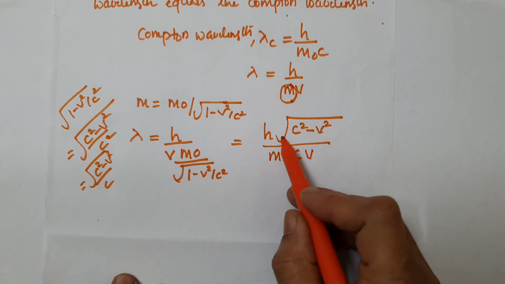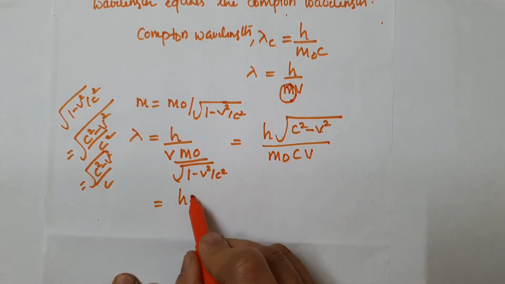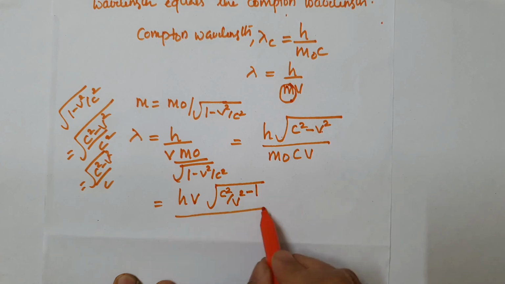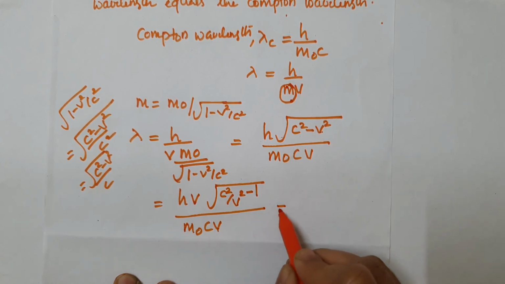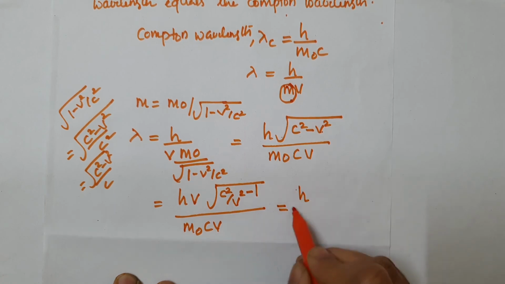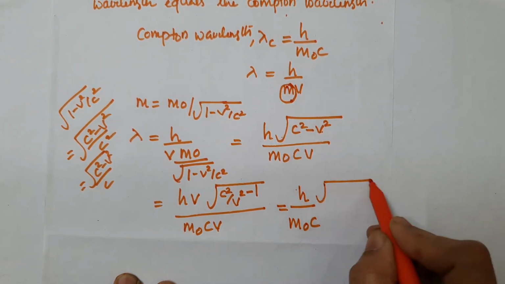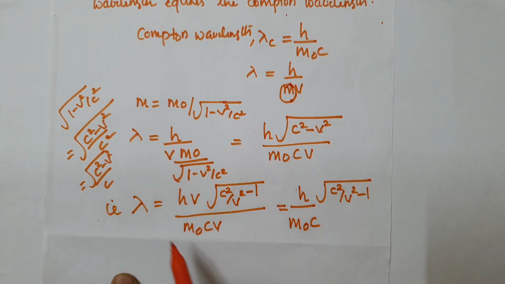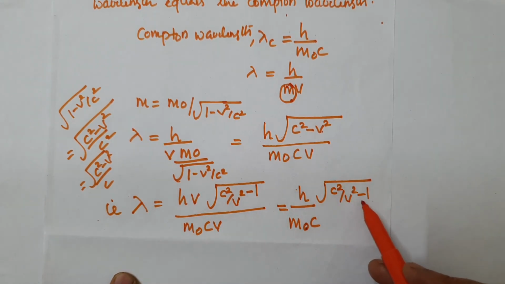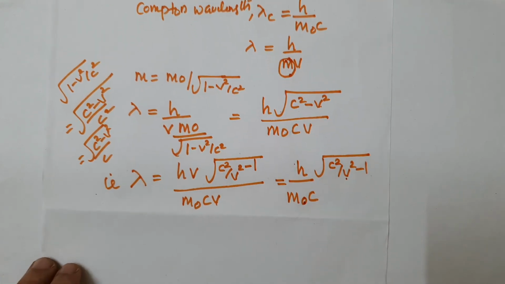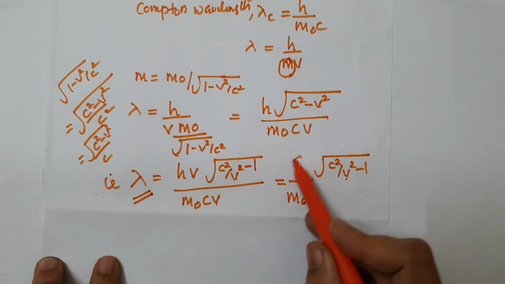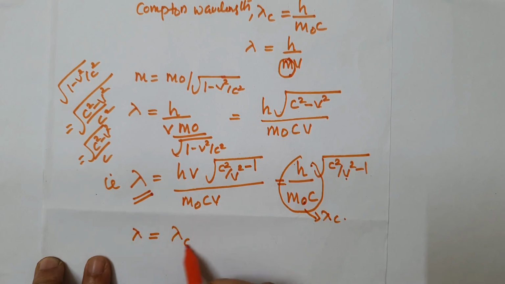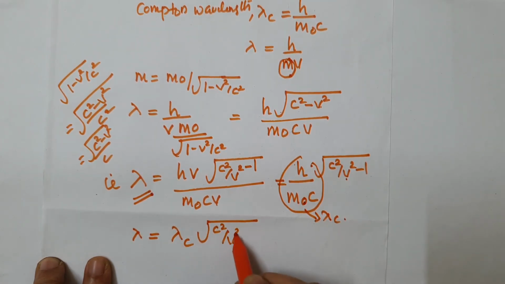And we are taking v outside of this equation. Then it becomes h into v into root of c square by v square minus 1 divided by m0 cv. And this v and v will cancel. The remaining term is h by m0 c into root of c square by v square minus 1. Here lambda is the deBroglie wavelength and h by m0 c is the Compton wavelength, lambda c. That is, lambda is equal to lambda c root of c square by v square minus 1.